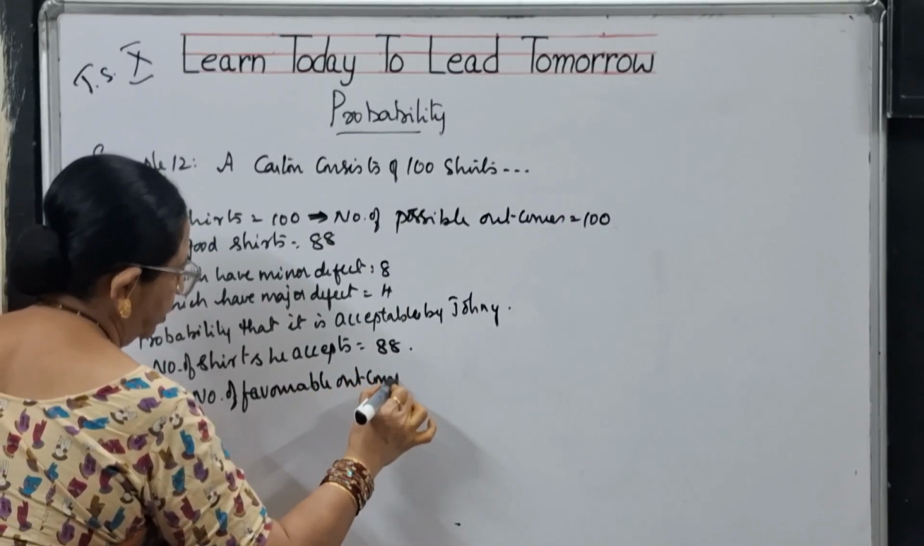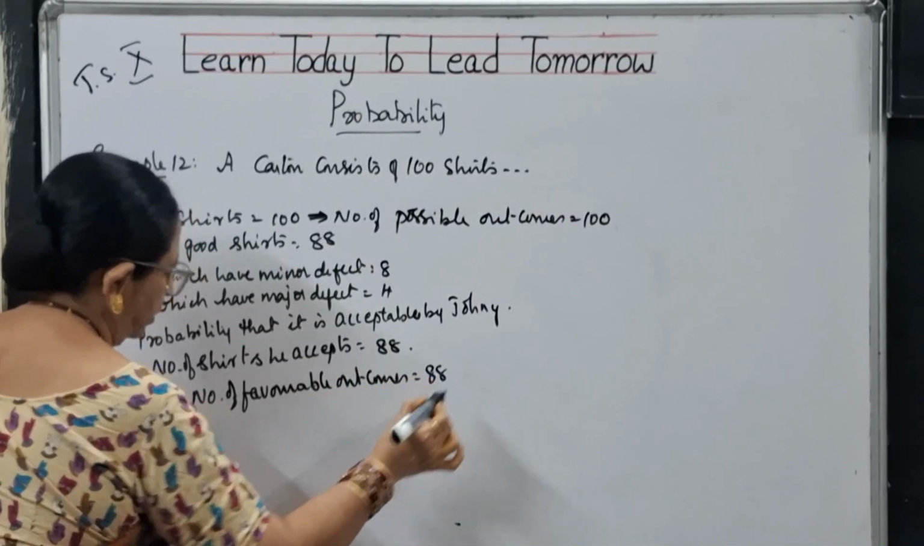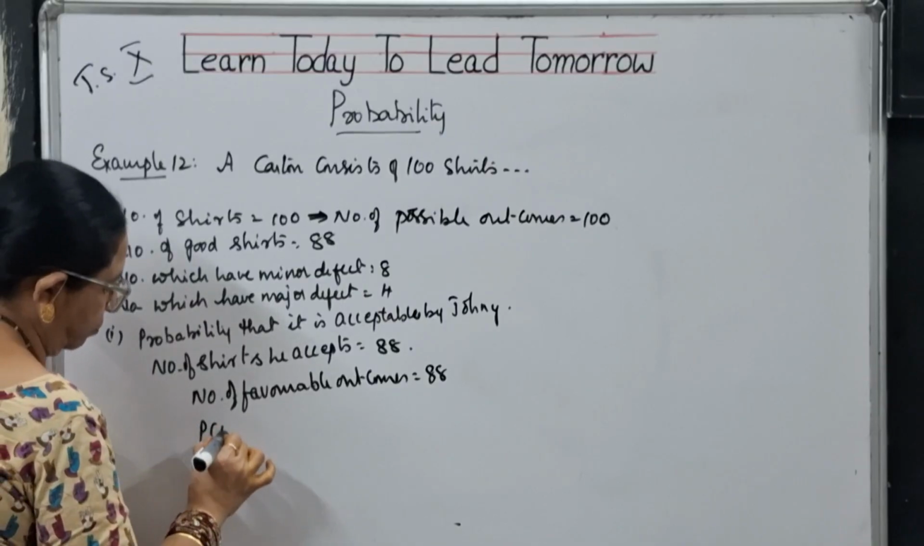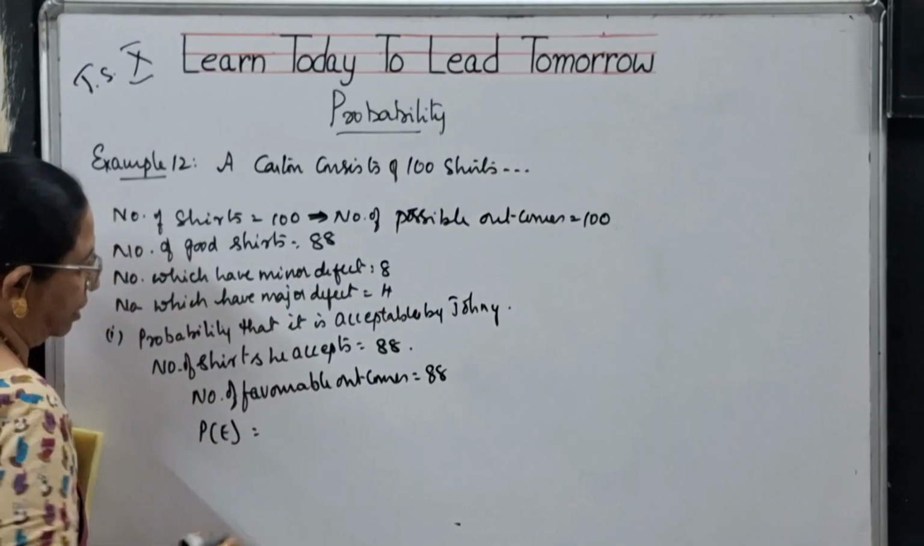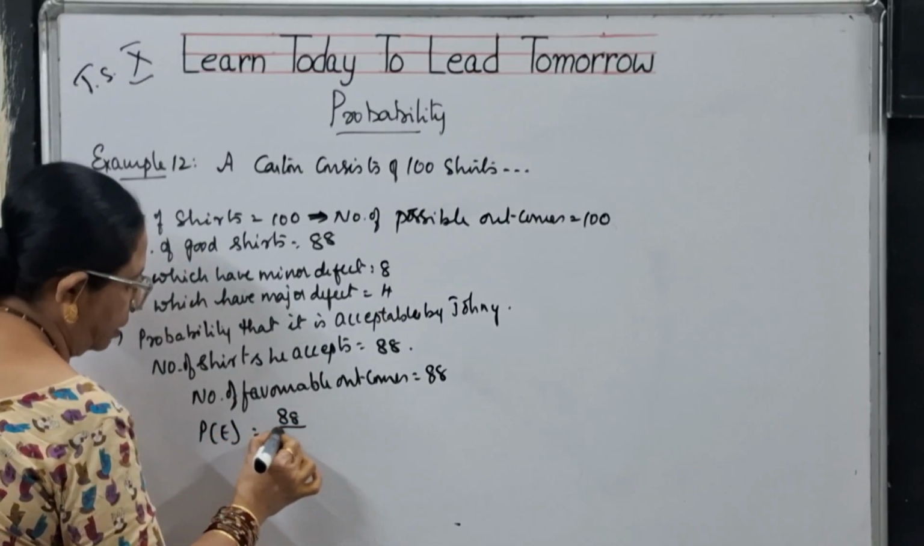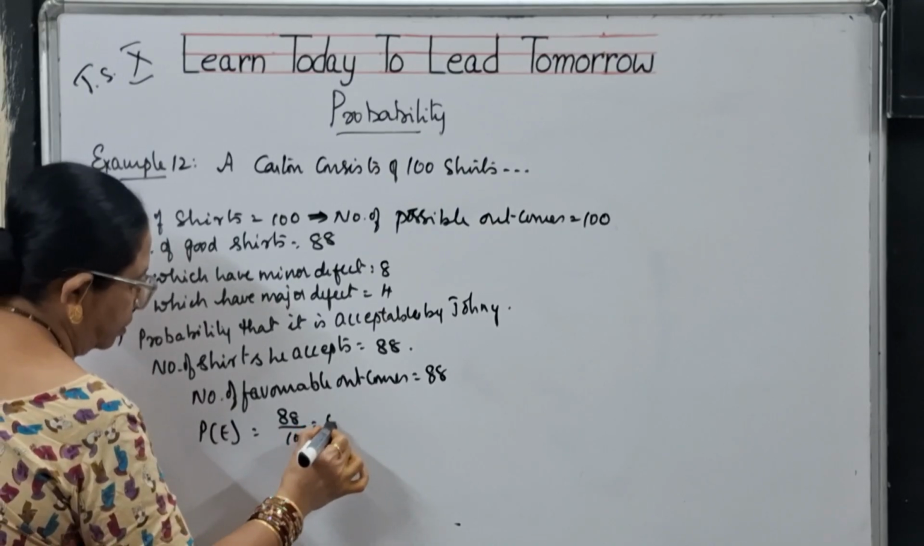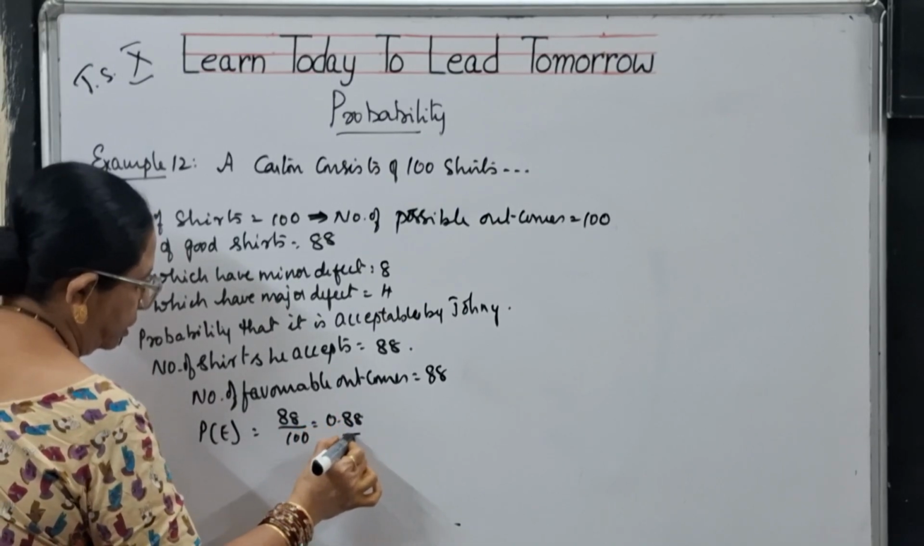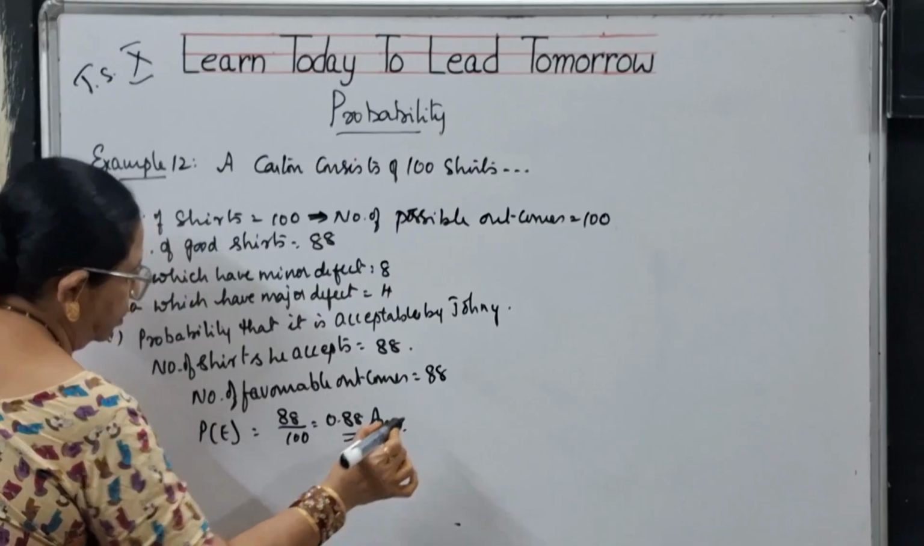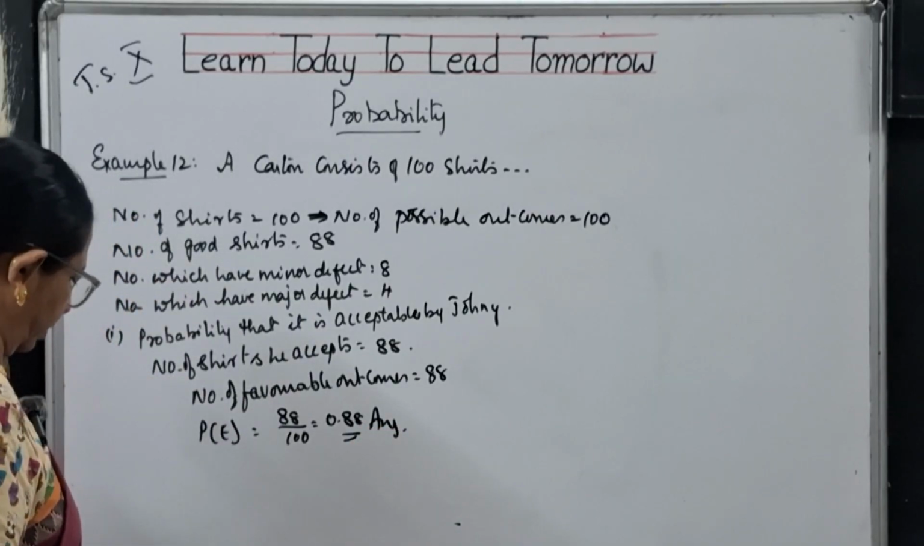Number of favorable outcomes is 88. So probability of the event, that is, the probability that he accepts the shirt, is 88 by 100, that is 0.88. This is the answer for the first bit, children.